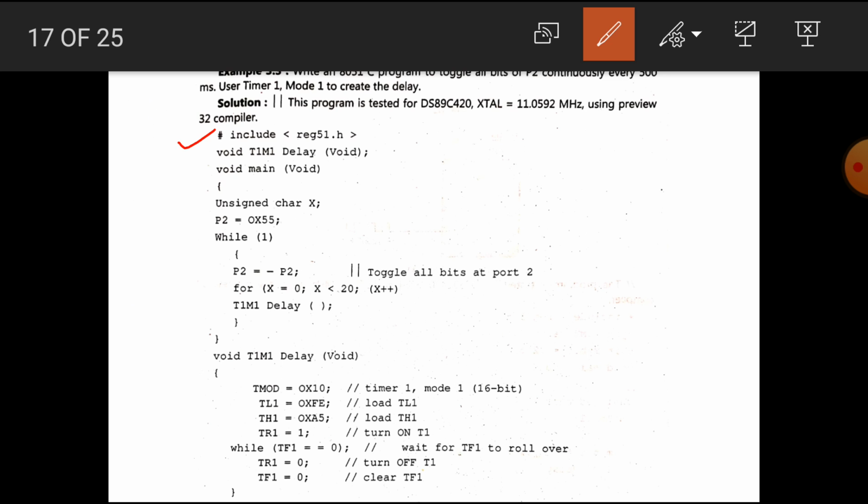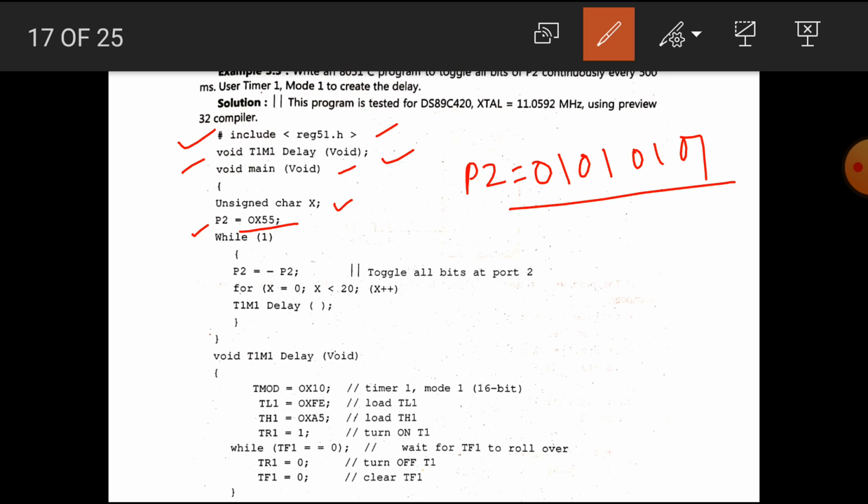#include <reg51.h>, that means the header file. Next one is void T1M1Delay(void). void main(void), opening bracket, unsigned char x. P2 equal to 0x55. That means now P2 is assigned the value 0x55, which is 0101 0101. Then while(1), that means repeat forever, P2 is equal to complement of P2. Here we get the complement of P2 as 1010 1010.